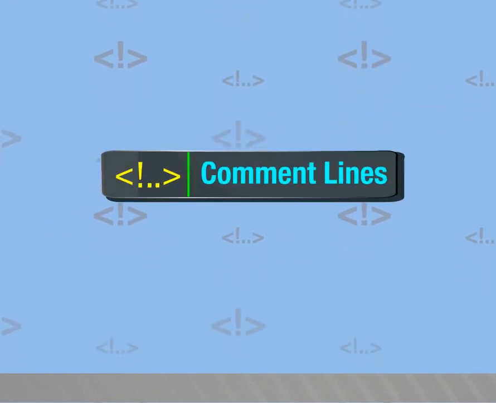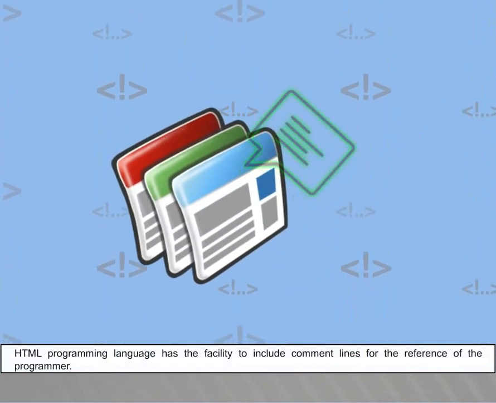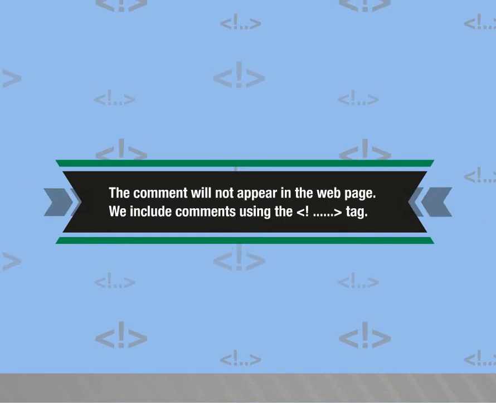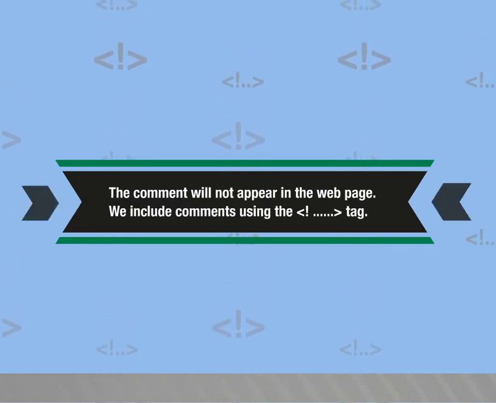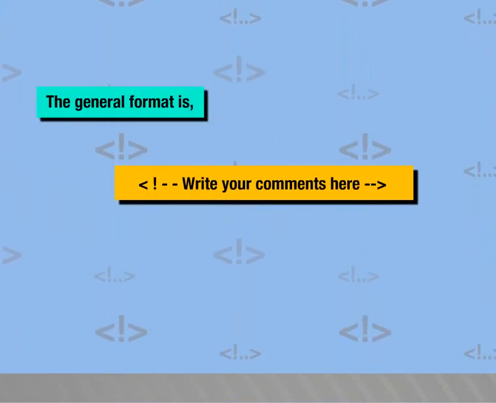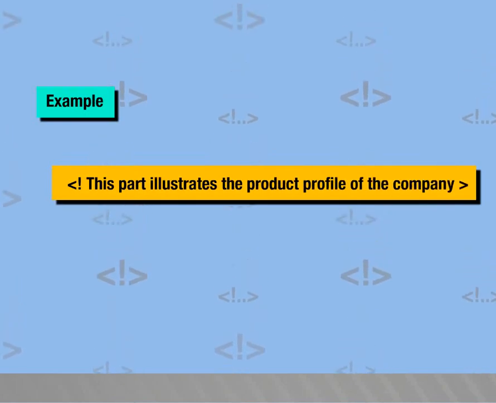Comment lines. The HTML programming language has the facility to include comment lines for the reference of the programmer. The comment will not appear in the web page. We include comments using the exclamatory tag. The general format is, for example, exclamatory: This part illustrates a product profile of the company.